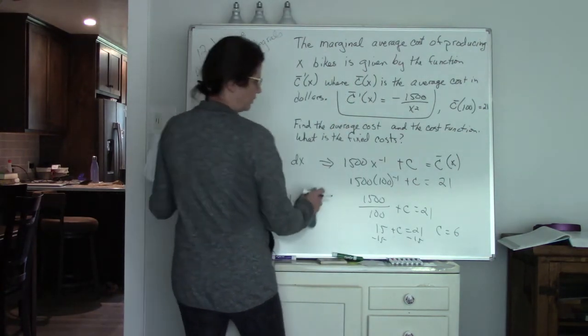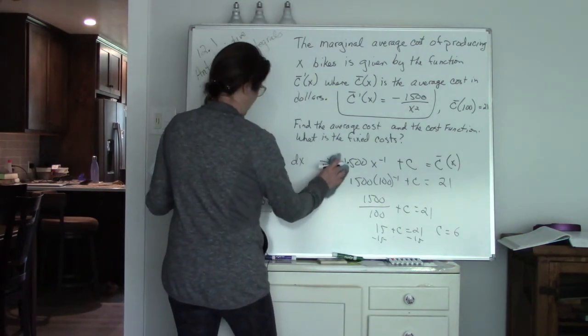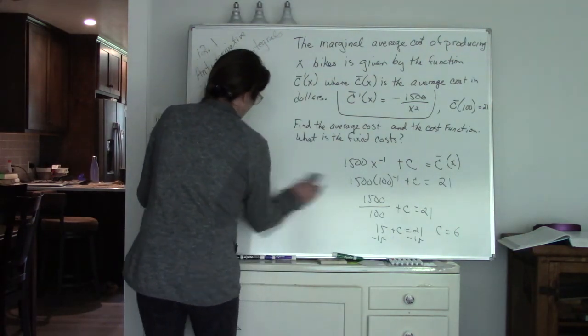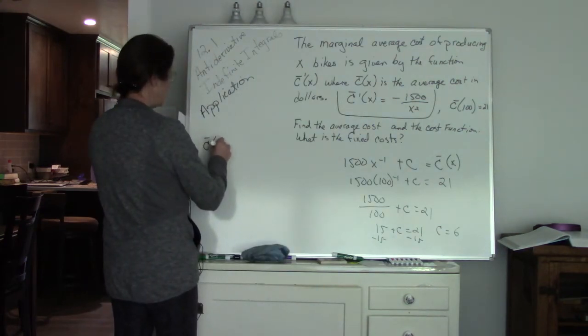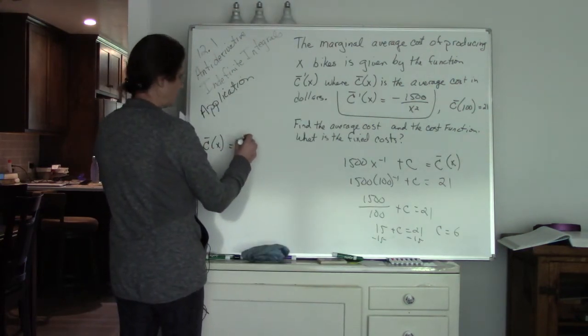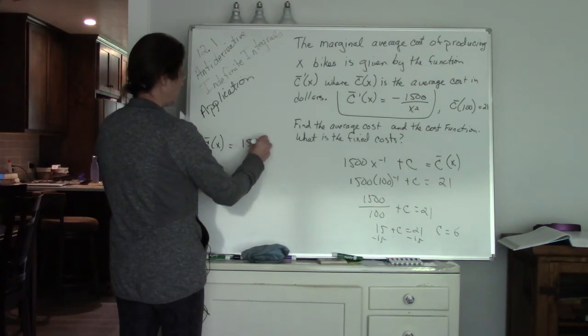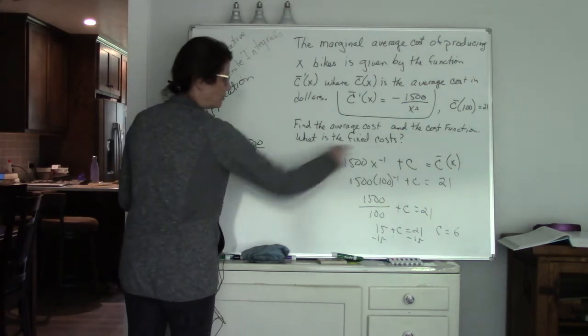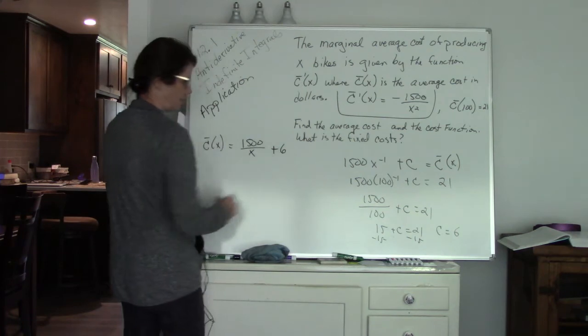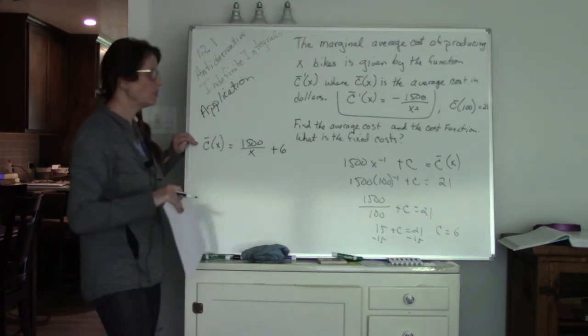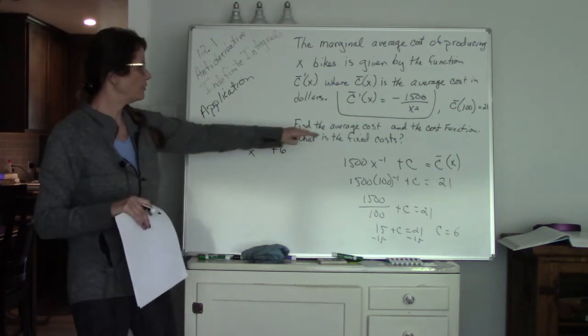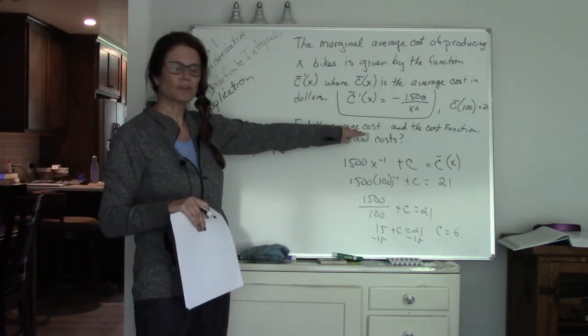Now, I'm going to erase this so I have a little bit more room. So now we have the actual average cost function. Our average cost function is 1500 over x, there's your x to the negative 1, plus 6. Okay, so now we know what the actual function is. This is our average cost. So we've just found the answer to this first question.